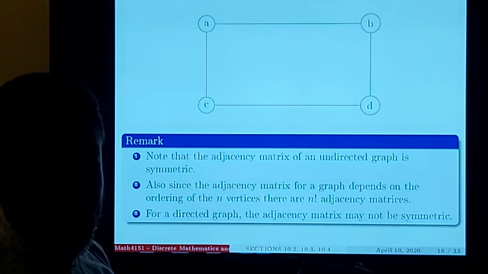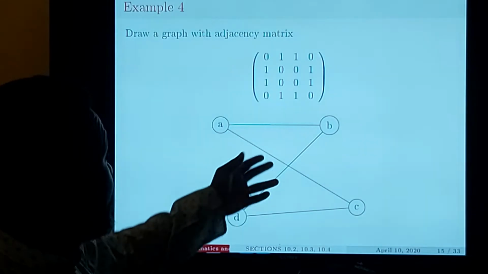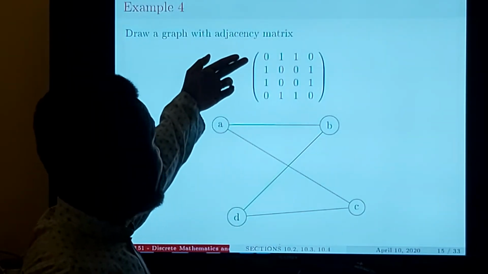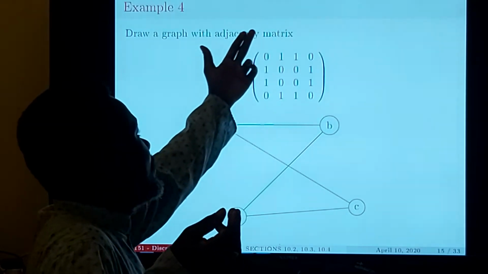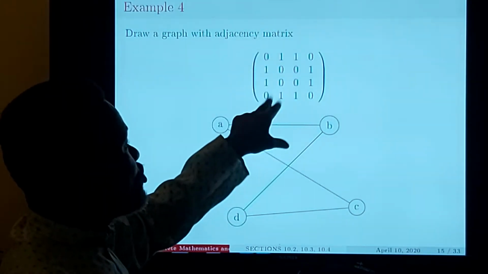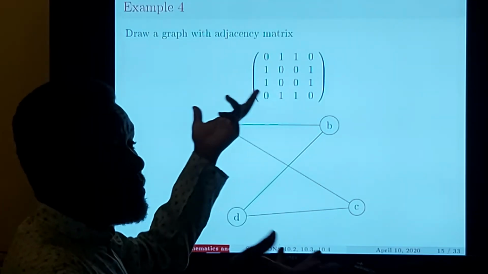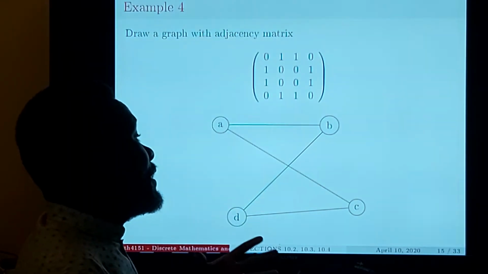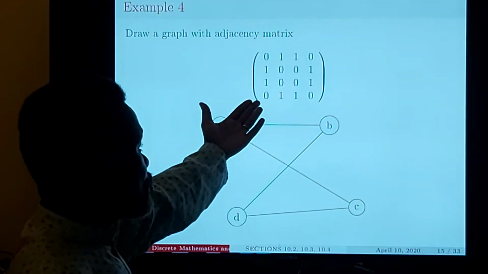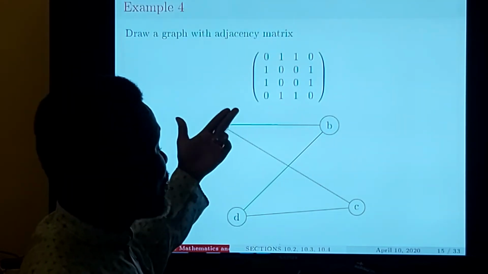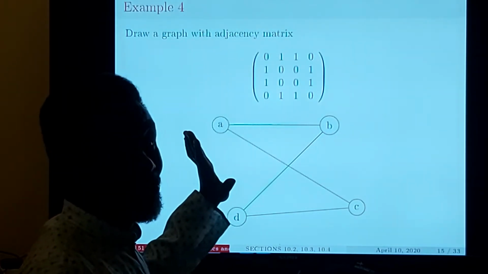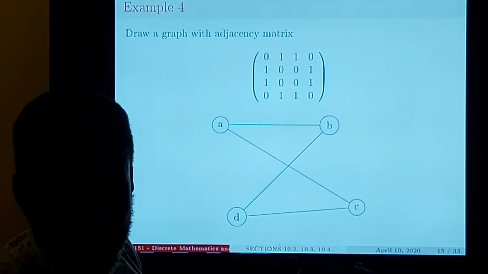In other words, let me just take you back. See here, I said we label them as A, B, C, D. Somebody else can decide, no, I label it as D, C, B, A, like that. And so you will have a different matrix, but it's still one of the possible matrices you have. So for this one, since there are 4 vertices, the number of possible matrices you can get is 4 factorial, which is 24.